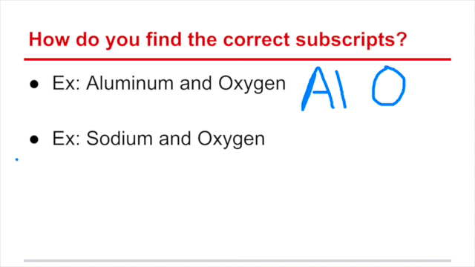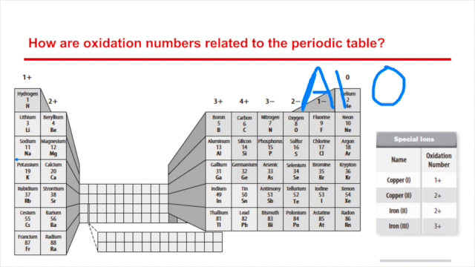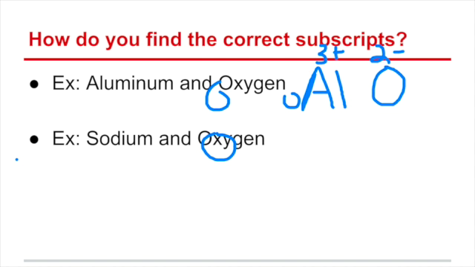I'm going to go back to our periodic table and look at aluminum's, right here, its oxidation number is actually 3 plus. And oxygen's right here is 2 minus. So we go back and we know that aluminum is 3 plus, oxygen is 2 minus. I'm going to get rid of this right here. It's bugging me. There we go.